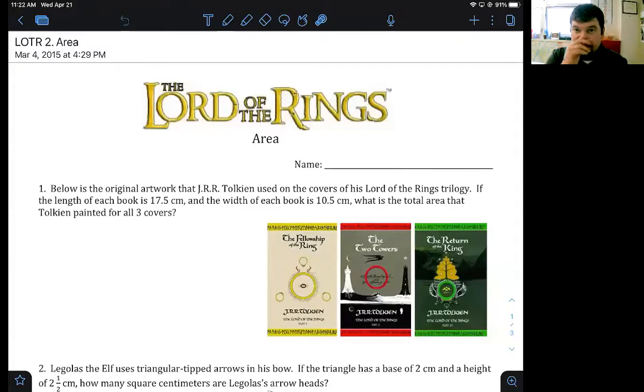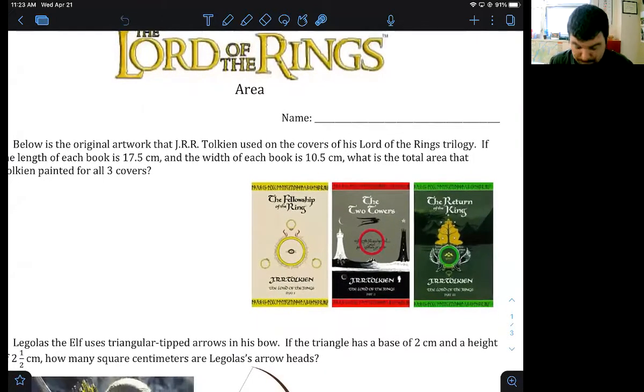All right, guys, this is the second Lord of the Rings math worksheet, and this one's over area. Okay, so we're going to use a few different area formulas here. The first one here, we're going to find the area of the set of books here.